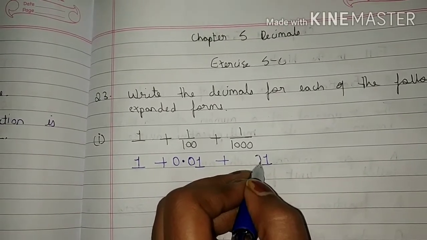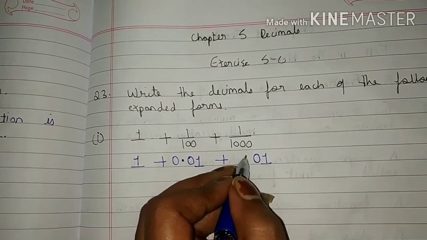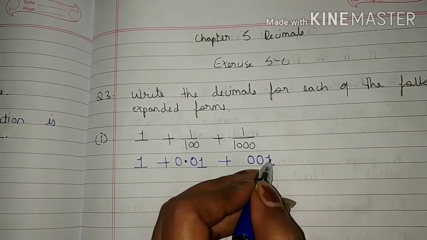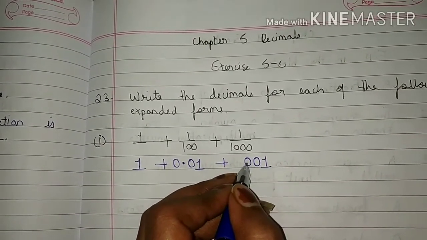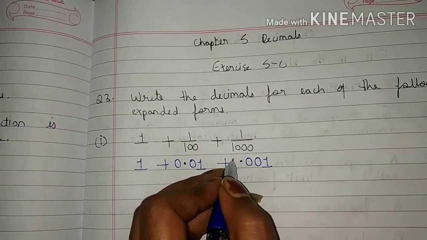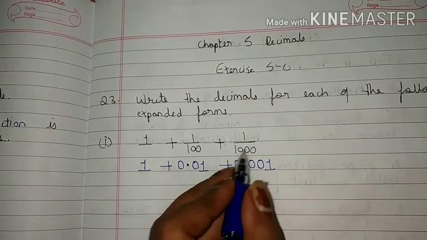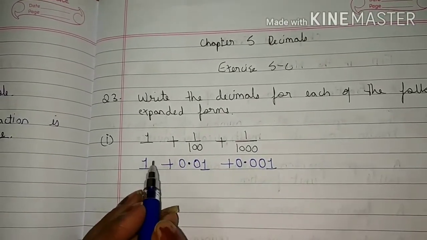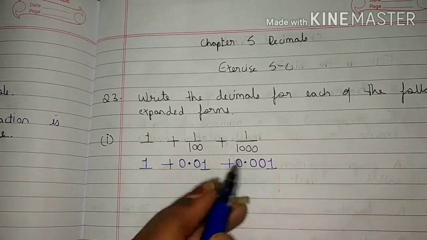We will leave this number because the second number is not given, so we will write here 0. Again the third number is not given, so we will write here 0. Now students, we will leave these 3 numbers and then put a decimal point here. After that we will write 0. Students, this is 0.001. Now students, we will add all these numbers.